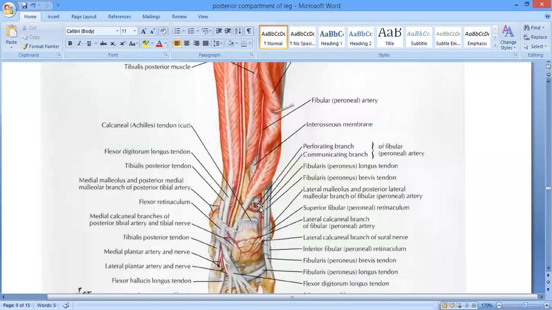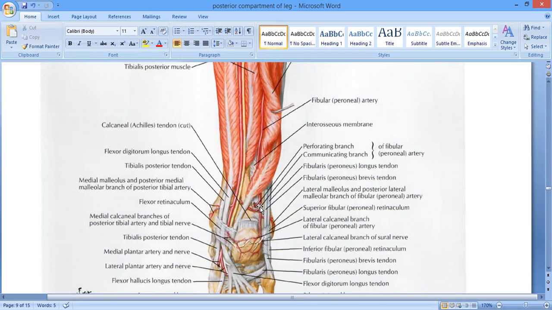Right. So the branches of the peroneal artery: number 1, which branch did we study first? Muscular branches, to the posterior compartment and the lateral compartment. Number 2, it is going to give the nutrient artery to the fibula, and number 3, that is a perforating branch, which pierces the interosseous membrane and is going to enter the anterior compartment of the lower 1/3 of the leg, right?